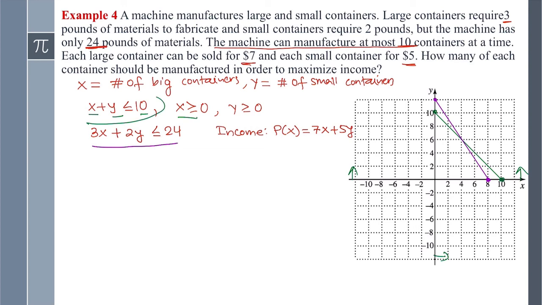Now for the first line, if we take the test point 0, 0, we get 0 plus 0 is 0, less than or equal to 10, that means it points down. And for the purple one, if we take the test point 0, 0, again 0 is less than or equal to 12, so this one also points down. That means our solution is this region right here.